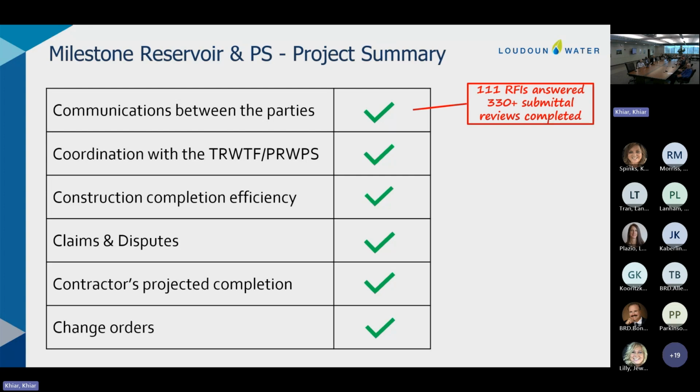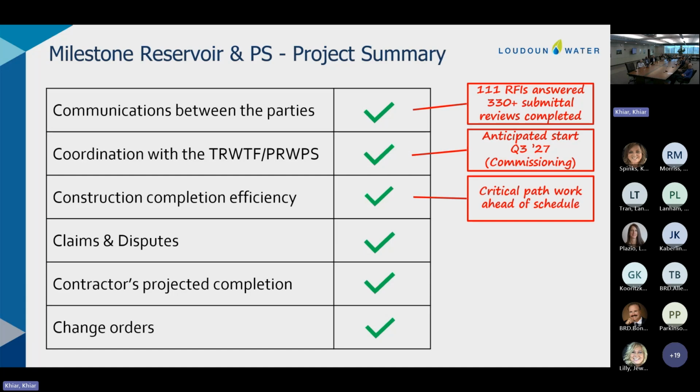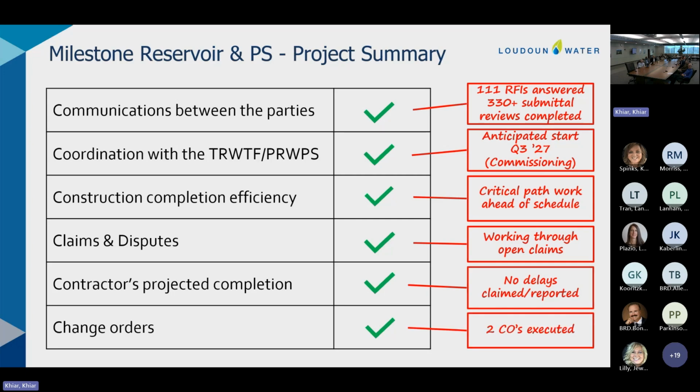So just in general, communication between the parties has gone well, as has coordination with the facilities that this new reservoir connects to, right? Trap Rock and the Potomac Raw Water Pump Station. We'll see more impacts and more coordination when we start commissioning in the third quarter of 27. Right now, proceeding ahead of schedule, like I said, working well through open claims, no delays claimed or reported.